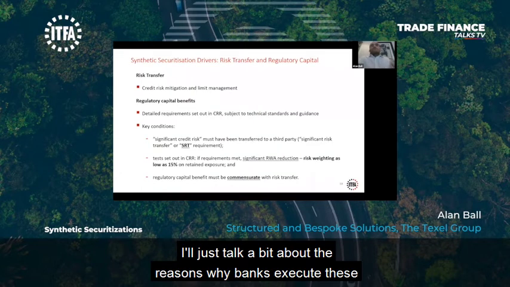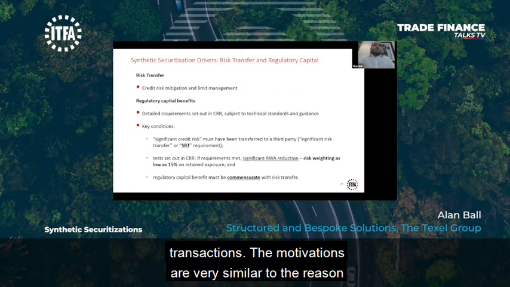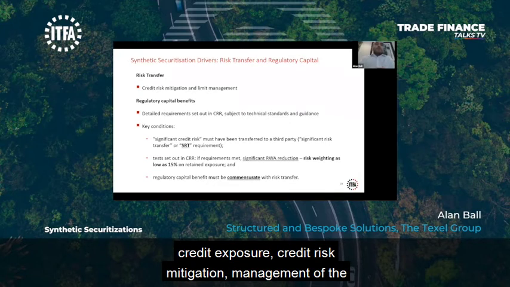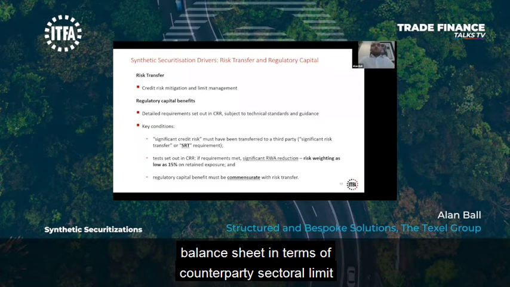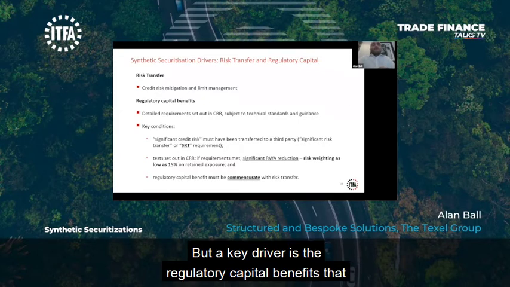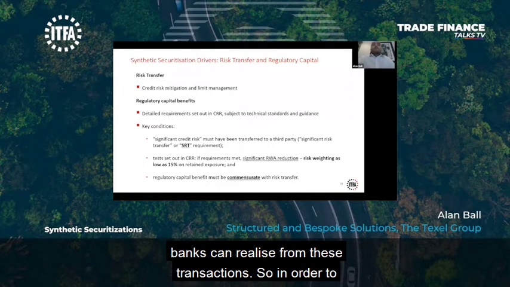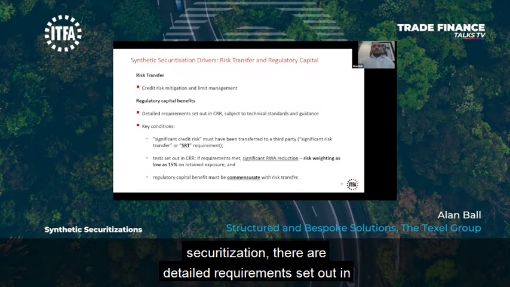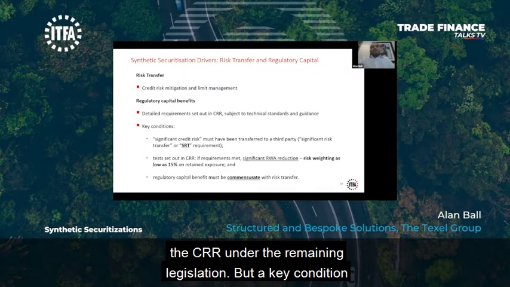I'll just talk a bit about the reasons why banks execute these transactions. The motivations are very similar to the reasons why banks will enter into a regular insurance policy for credit exposure: credit risk mitigation, management of the balance sheet in terms of counterparty and sectoral limit exposures. But a really key driver are the regulatory capital benefits that banks can realize from these transactions. So in order to realize regulatory capital benefits from a synthetic securitization, there are detailed requirements set out in the CRR and other amending legislation.